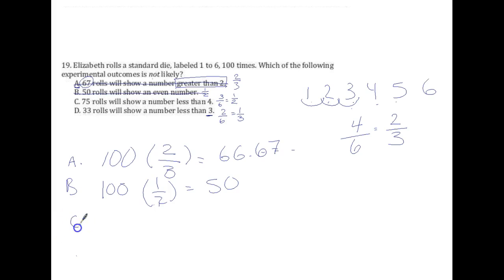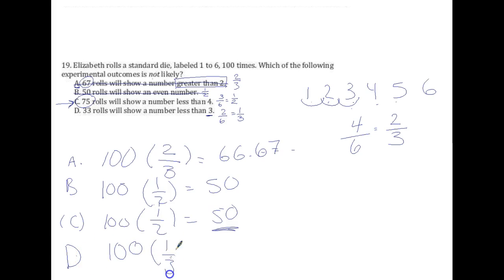Let's try C. C, which is also a half, is 50, but it says here 75, which is a whole big gap. From 50 to 75, that's a big jump. So most likely this is the answer because it's not likely to happen. But let's try D just to double check. D is 1/3. So we'll do 100 times 1/3, which is 33.33, very close to 33. So the only choice that is not likely to happen is C.